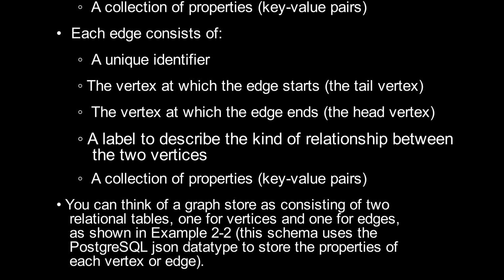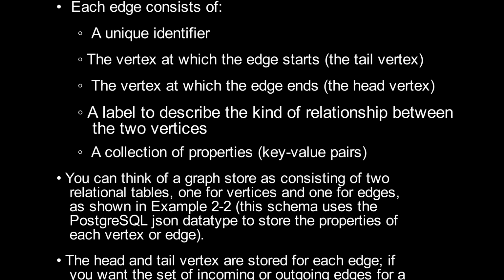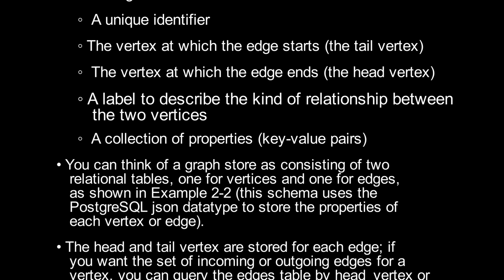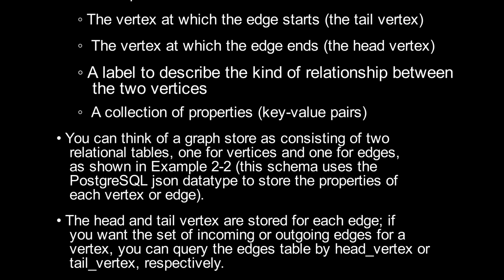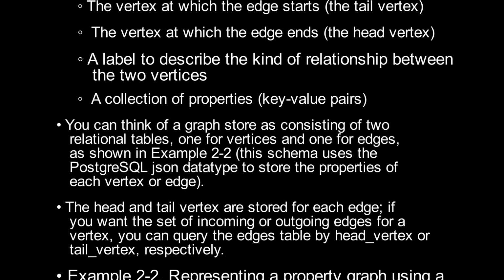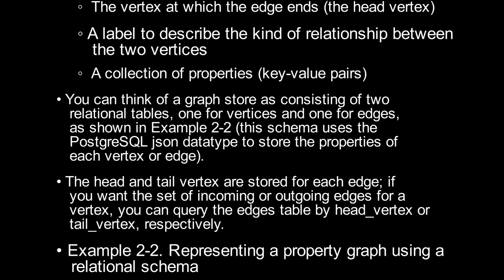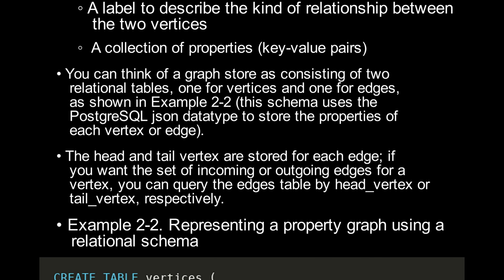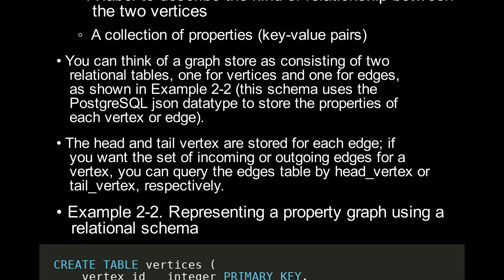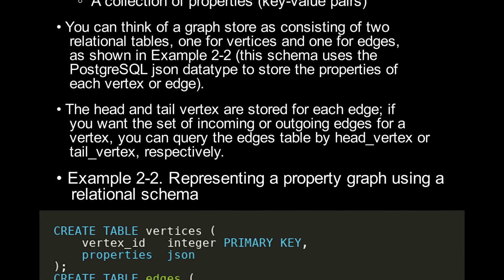You can think of a graph store as consisting of two relational tables, one for vertices and one for edges. As shown in Example 2-2, the schema uses the PostgreSQL JSON data type to store the properties of each vertex or edge. The head and tail vertex are stored for each edge. If you want the set of incoming or outgoing edges for a vertex, you can query the edges table by head vertex or tail vertex, respectively. Example 2-2: representing a property graph using a relational schema.